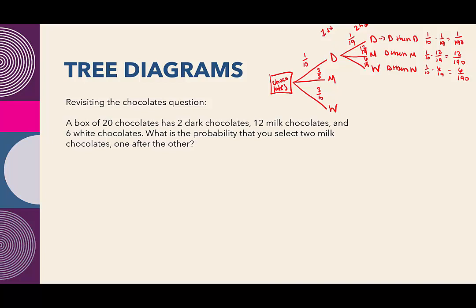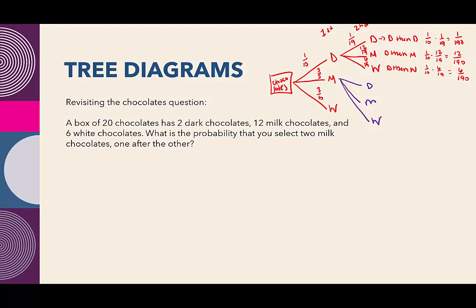We can also see these can spread out, right? These are tree branches and they each have 3, so they're growing fast. So I'm going to have to make some adjustments here. All right, so for my milk chocolate, if I select a milk first, the 3 possible outcomes for the second: we could select a dark second, a milk second, or a white chocolate second, right? So all 3 of those chocolate flavors are still on the table.